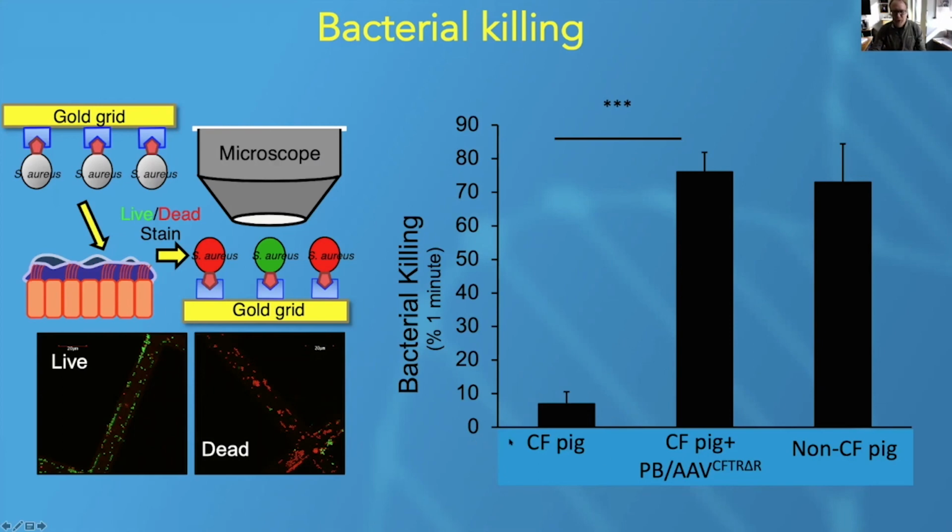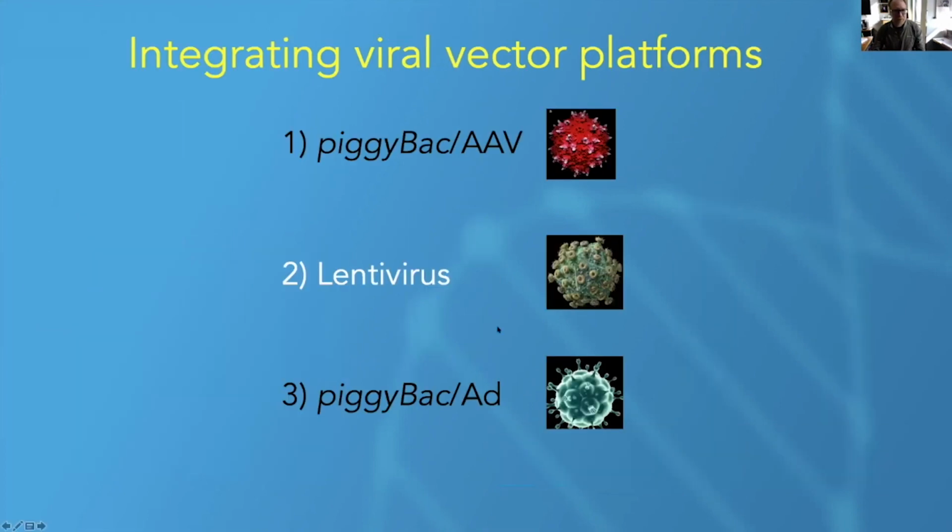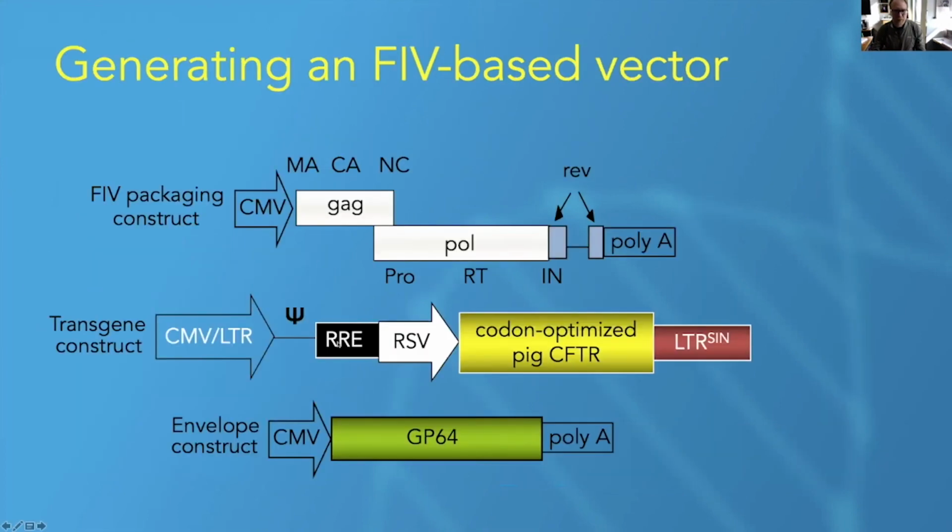So CF pigs have very little bacterial killing. Non-CF pigs have bacterial killing of 70 to 80%, and the pigs that received the vector had complete restoration of the bacterial killing ability, back up to wild type levels. So these metrics suggest that we can in fact correct the CF phenotype at a short time point using an AAV-based vector. So moving on to lentivirus.